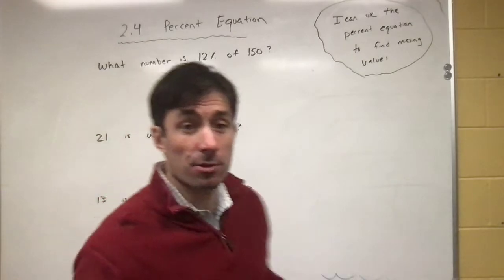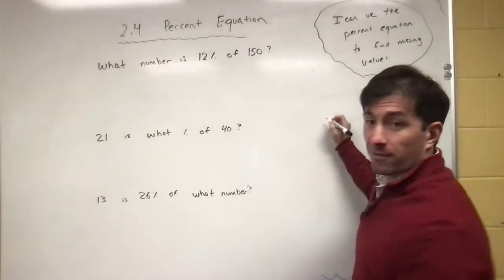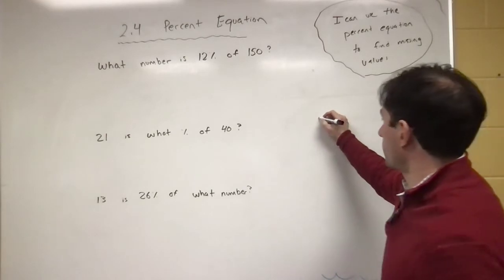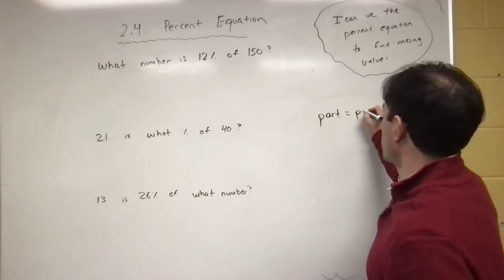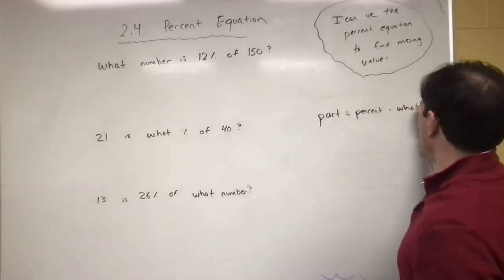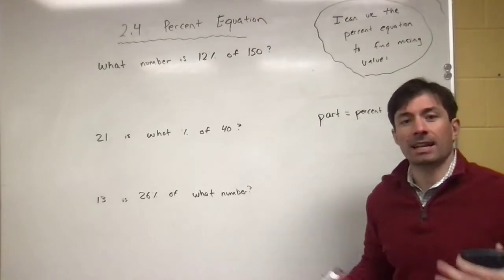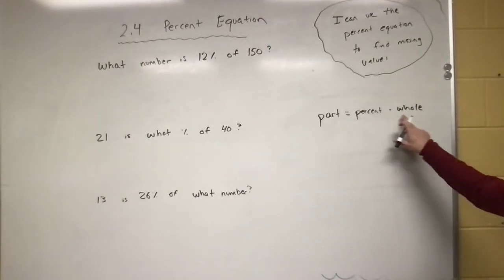So as I look at this, I have my three numbers, and what I'm going to do is put this formula right here. That's really helpful for me as I tackle things. And that's part equals percent times my whole. As I navigate this, I can figure out what I'm supposed to do here. So part equals percent times whole.